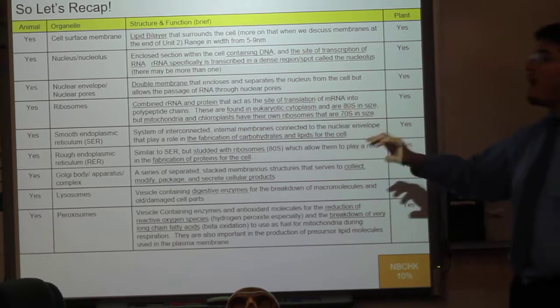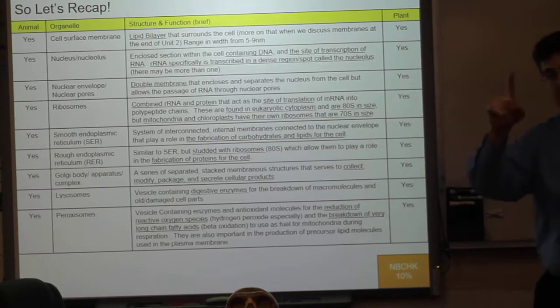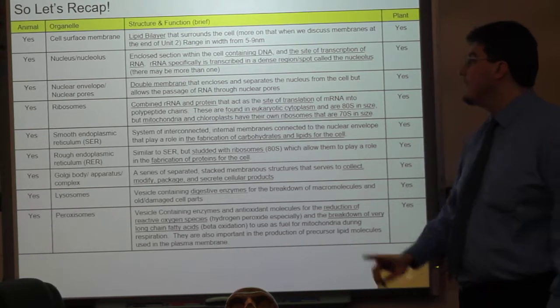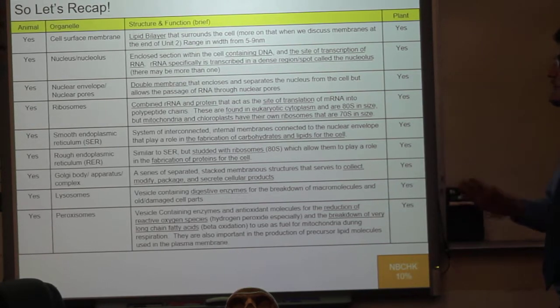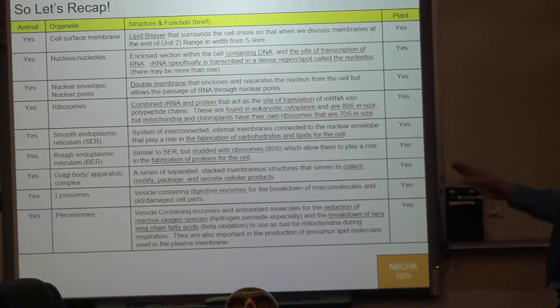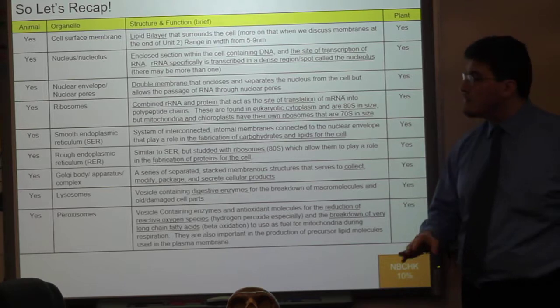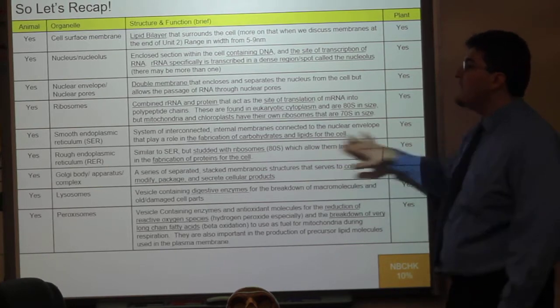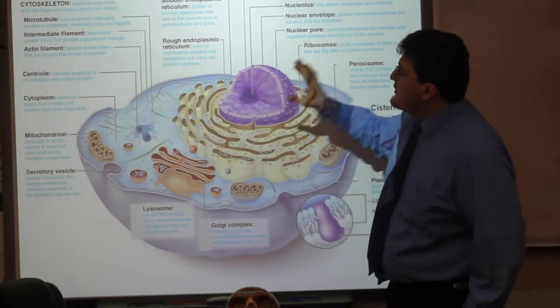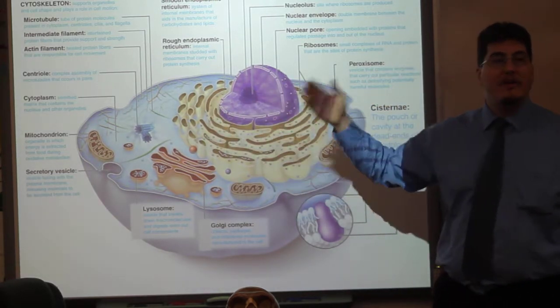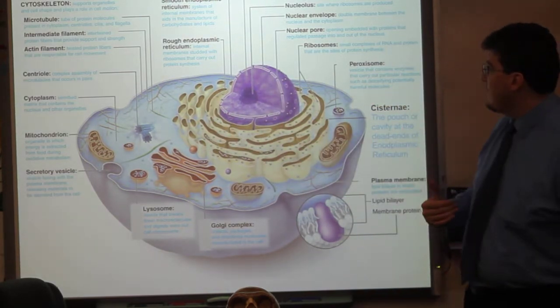So, let's move on to your smooth endoplasmic reticulum. Your smooth ER, SER for short, but you should spell out the whole word on the exam. These are a system of interconnected internal membranes that are connected to the nuclear envelope. They play a role in the fabrication of carbohydrates and lipids for the cell. Now, the actual internal network is called a network of cisternae.